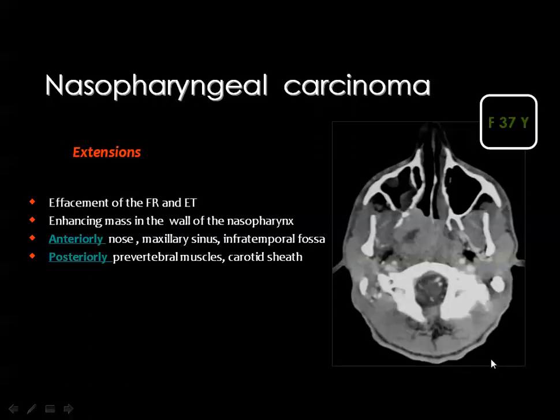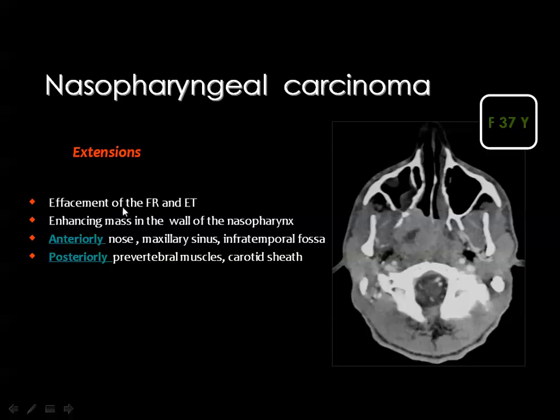Then, if you see a mass in the region of the nasopharynx, then you say that this is most likely a nasopharyngeal carcinoma, and you start to describe the tumor. You say that there is a big, ill-defined soft tissue mass infiltrating mainly the right side of the nasopharynx and encroaching on the parapharyngeal space. The mass is extending into different directions.